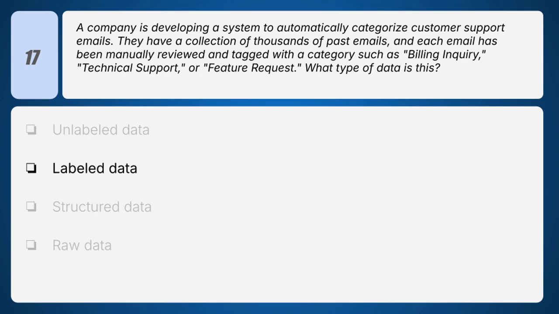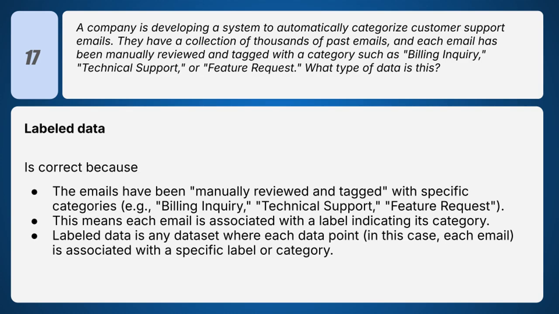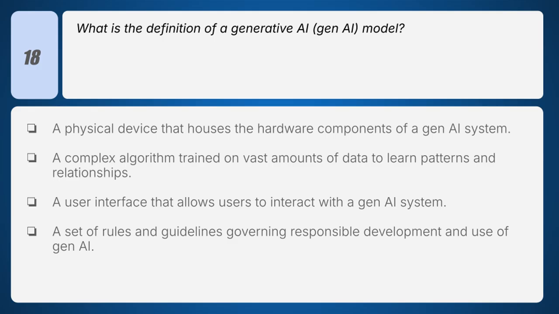Labeled data is correct because the emails have been manually reviewed and tagged with specific categories, example billing inquiry, technical support, feature request. This means each email is associated with a label indicating its category. Labeled data is any dataset where each data point, in this case, each email, is associated with a specific label or category. What is the definition of a generative AI, Gen AI, model?